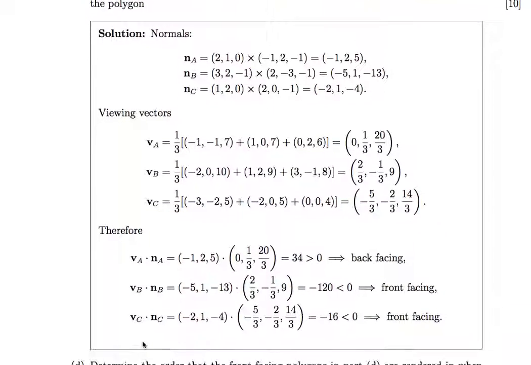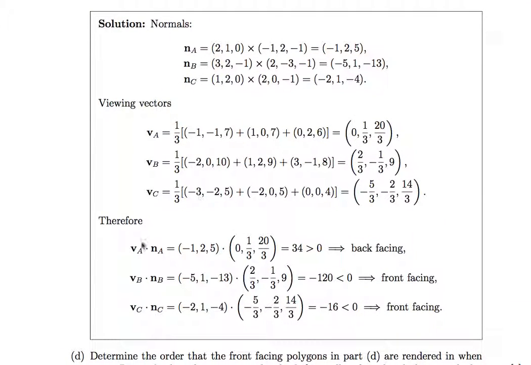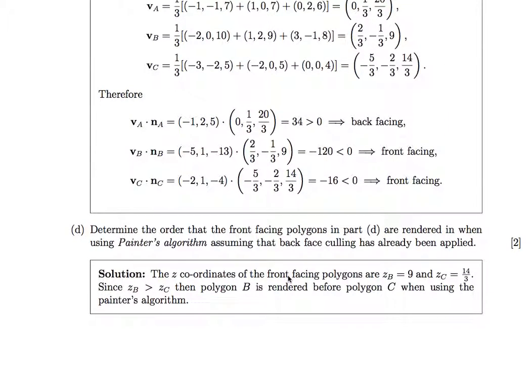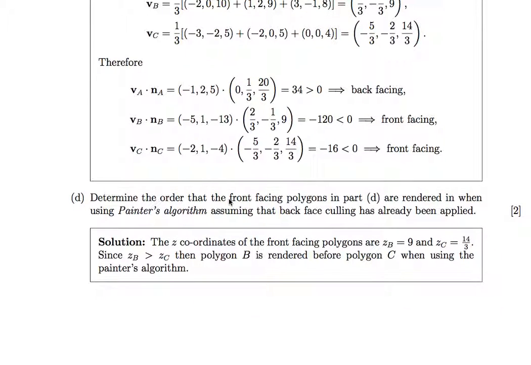Okay, so then simply calculate the dot product between the normal and the viewing vector, and it's positive for polygon A, so therefore this is back facing, but it's negative for polygons B and C, so these must be front facing. Okay, finally, part D, determine the order that the front-facing polygons from part C, in other words, polygons B and C, are rendered in Painter's algorithm.